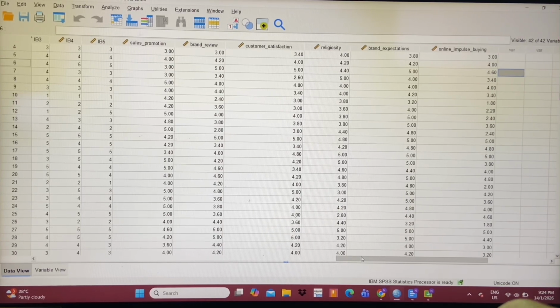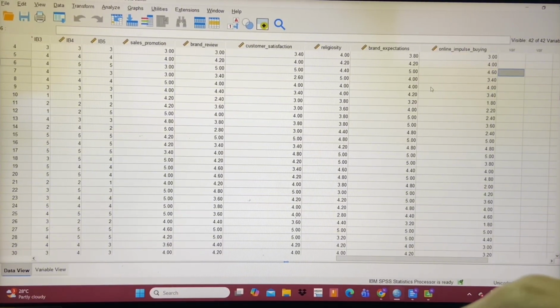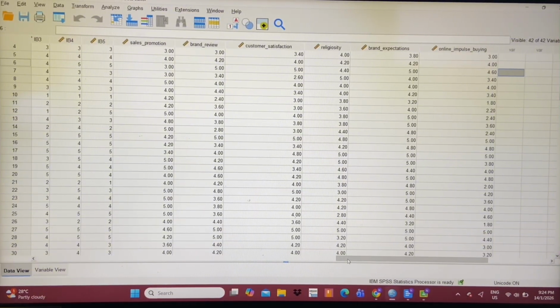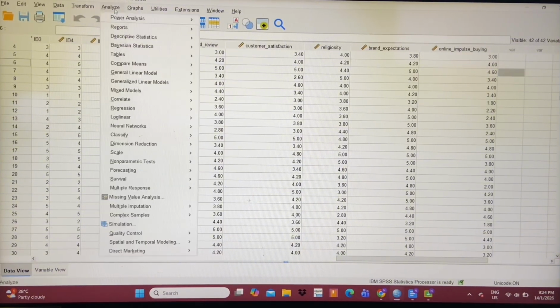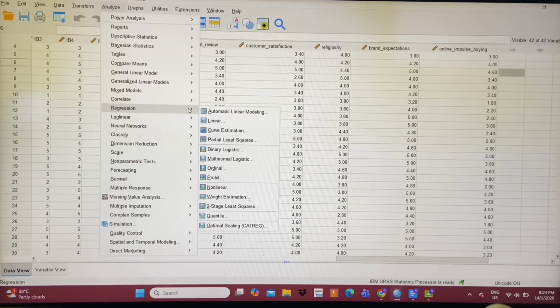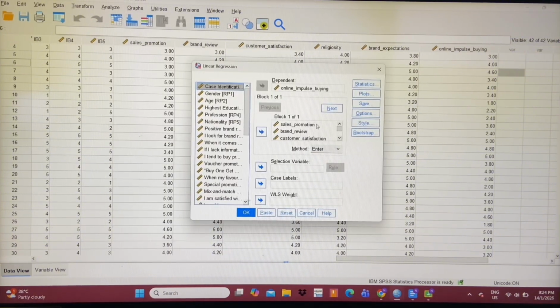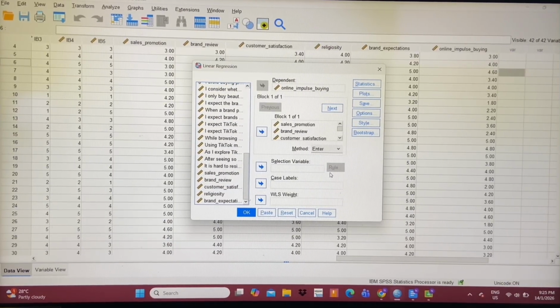In this analysis, the dependent variable is online impulse buying. The independent variables are sales promotion, brand review, customer satisfaction, religiosity, and brand expectations. All variables are entered using the Enter method, which means all predictors are included simultaneously. To get the regression result, I go to Analyze, then Regression, and I choose Linear. The dependent variable is online impulse buying, and the independent variables are the rest: sales promotion, brand review, customer satisfaction, religiosity, brand expectations. Moving on to the result.